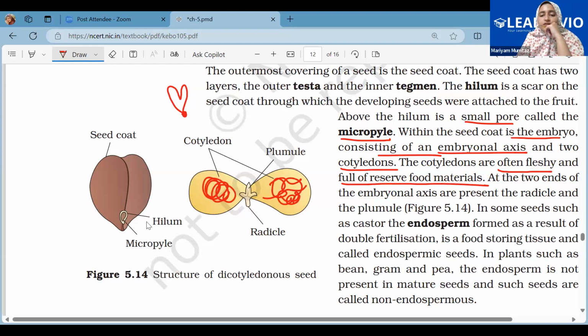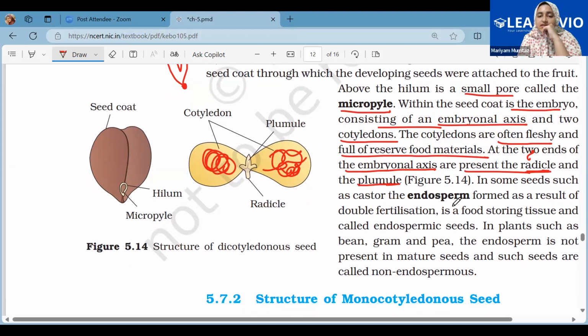Now, at the two ends of the embryonal axis are the radicle and plumule. We know that if you plant this seed, the radicle will give rise to the root, and the plumule will give rise to the stem.